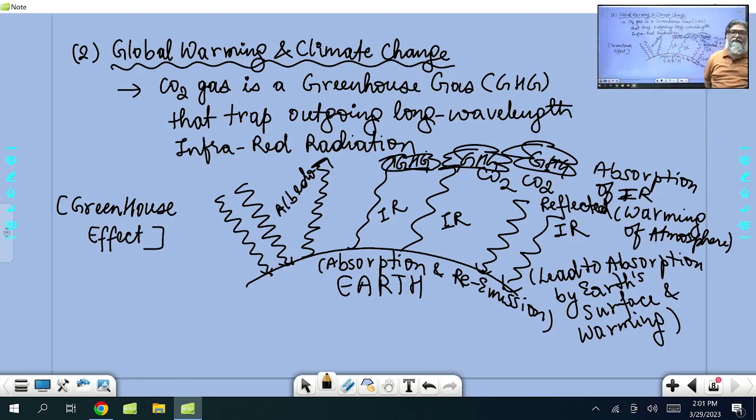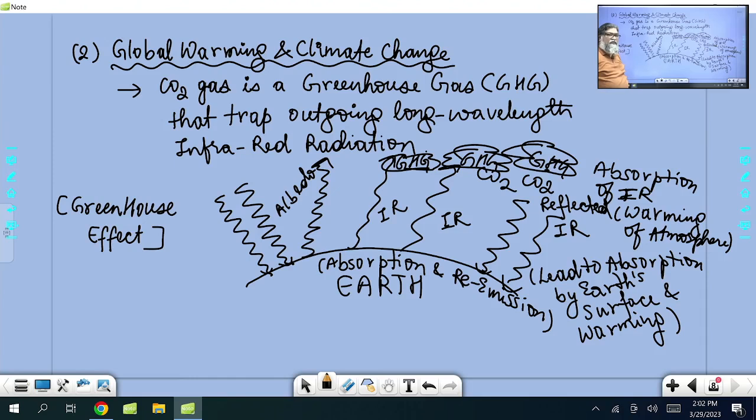Trapping of the heat at the Earth's surface. This long wavelength infrared comes back, is absorbed again, the Earth becomes warm again, gives out radiation again, it comes back, the Earth absorbs it and warms up again. So gradually, slowly it picks up, becoming warmer and warmer. That is where global warming comes in.